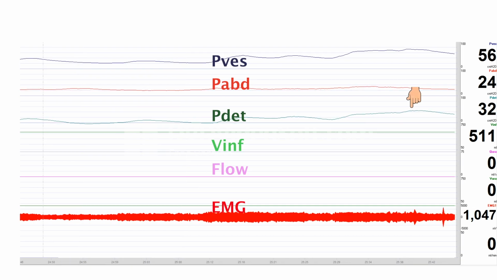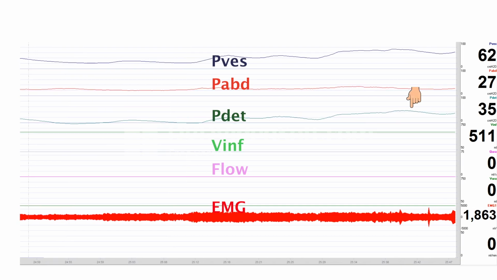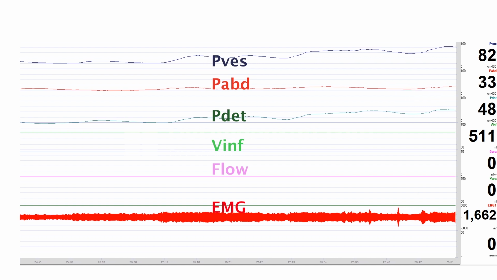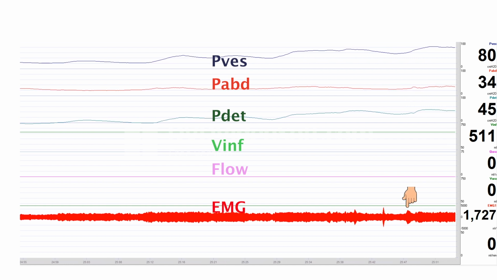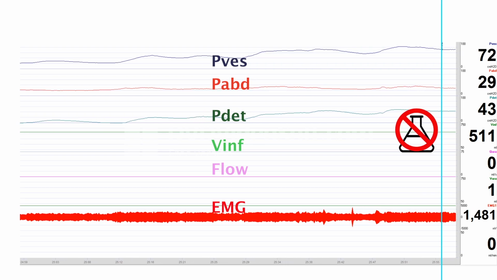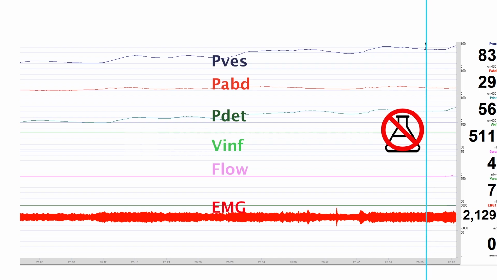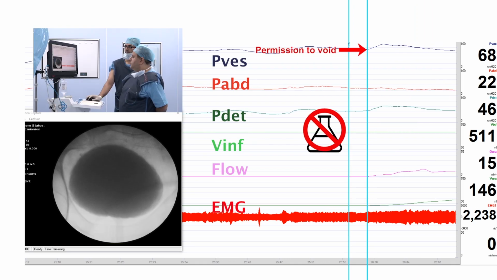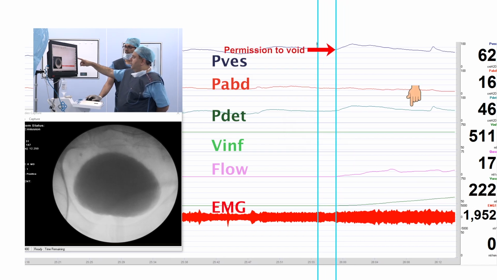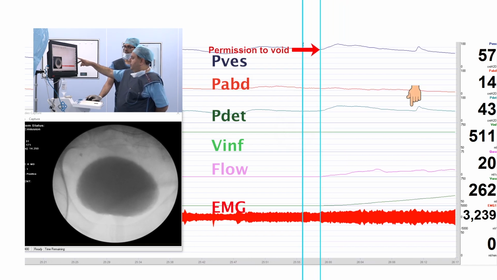The detrusor overactivity has reached 36 centimeters of water. The patient has not leaked as yet, and there is a rise in the EMG. We have stopped the filling pump, and the patient is reporting uncontrollable urge and wants to void. The patient is voiding, and we can see that the pressure has risen to about 50 centimeters of water.